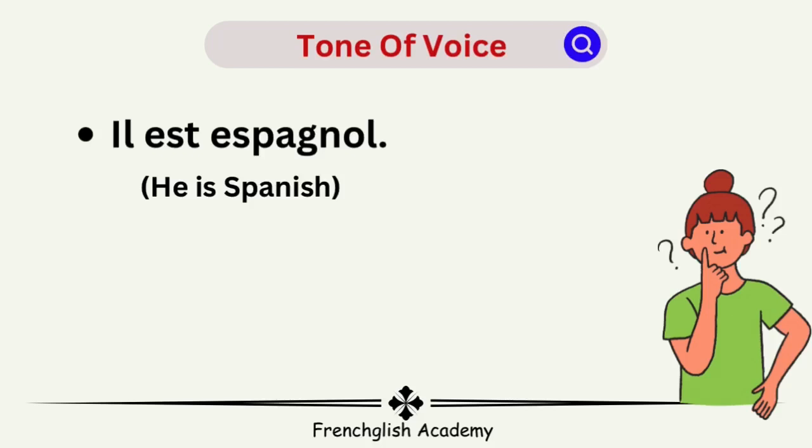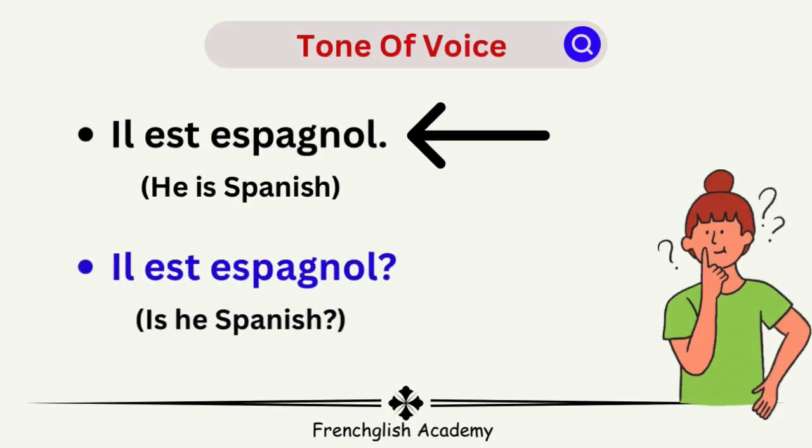The first way is nothing but a change of your tone of voice. When you add a question mark at the end of your sentence, it becomes a question. Let's have an example. Il est espagnol. He is Spanish. What should we do for a question form? First, we add a question mark at the end of our sentence, and then we change the tone of our voice in a question form. Il est espagnol? Is he Spanish?